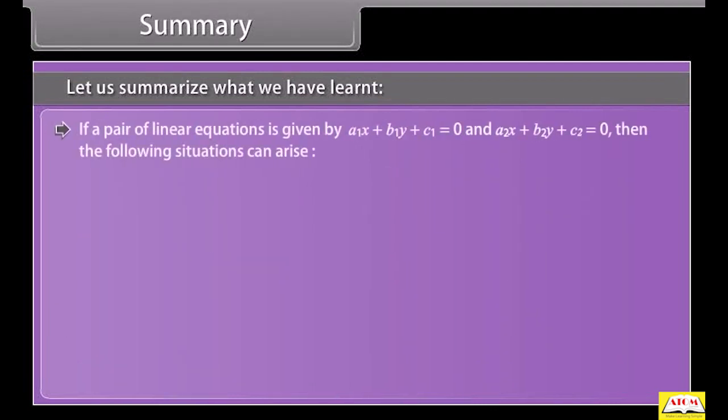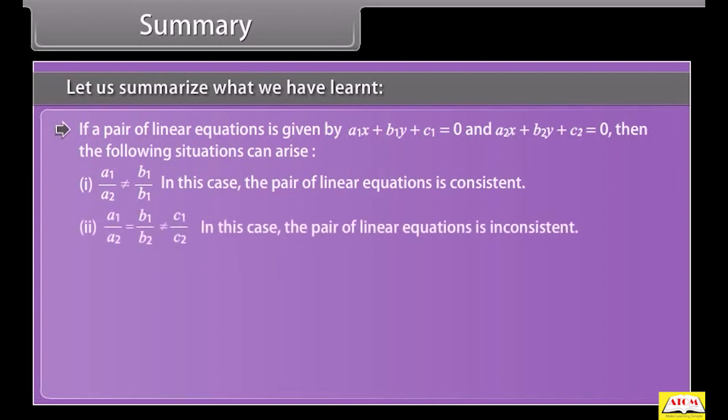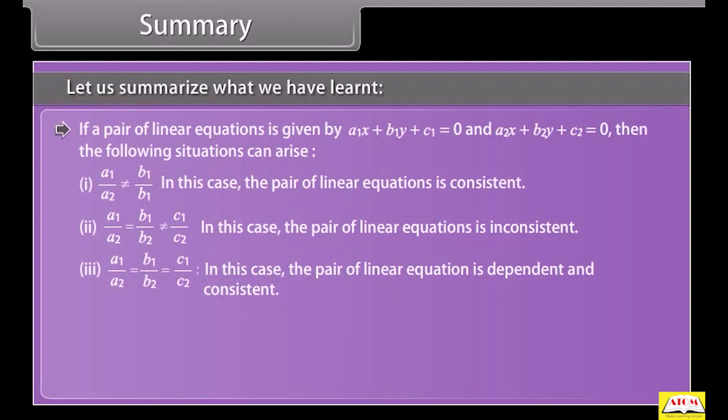If a pair of linear equations is given by a1x + b1y + c1 = 0 and a2x + b2y + c2 = 0, then the following situations can arise. 1. In this case, the pair of linear equations is consistent. 2. In this case, the pair of linear equations is inconsistent. 3. In this case, the pair of linear equations is dependent and consistent.